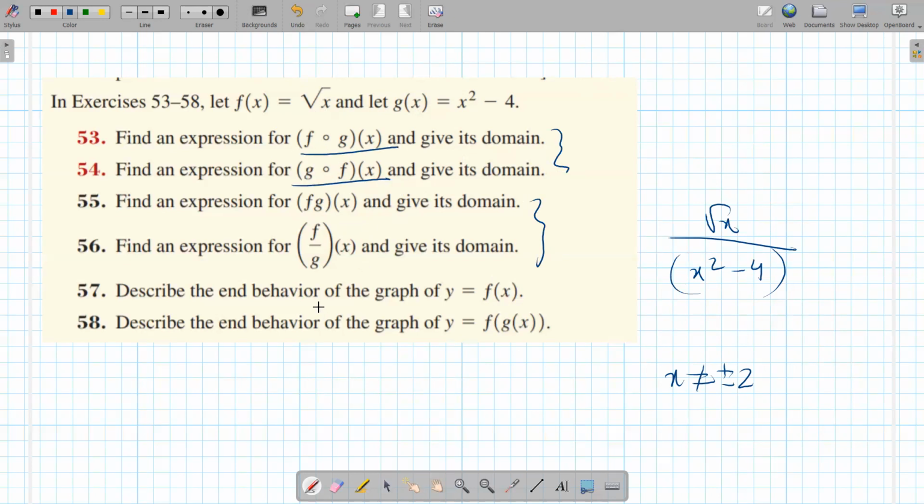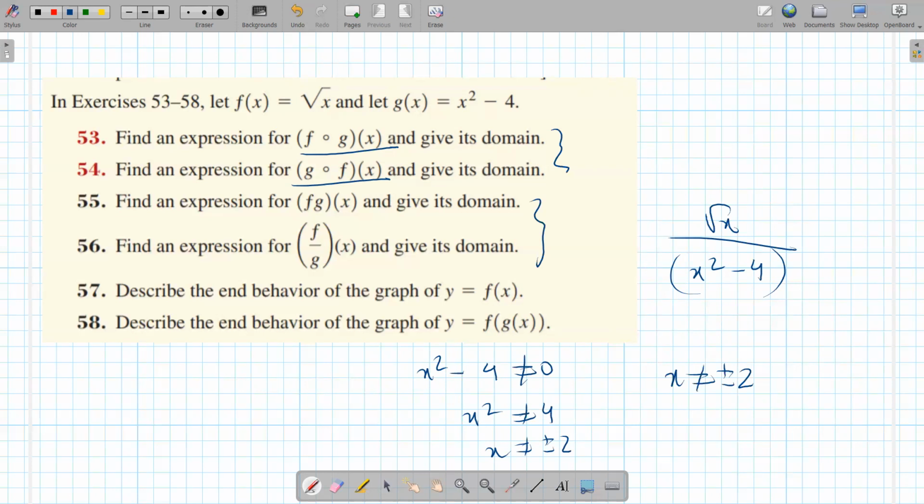Wait, why would it be plus minus for this one though? It's not under a square root. Because minus 2 is also positive. So what are you trying to do? You're trying to do this. x squared minus 4 cannot be 0, yeah? So x squared cannot be 4, and then again, square root both sides, x cannot be plus minus 2.